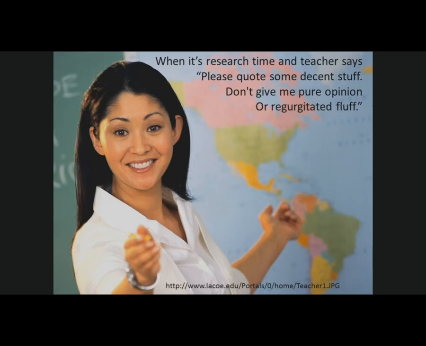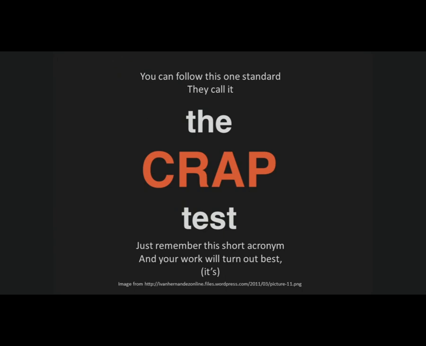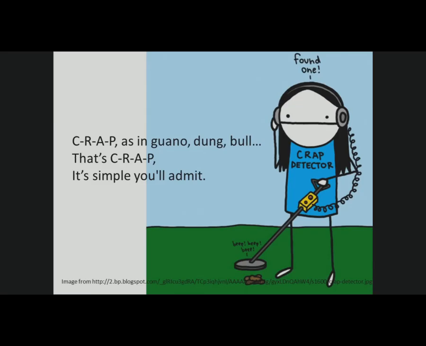When it's research time and teacher says, please quote some decent stuff, don't give me pure opinion or regurgitated fluff. You can follow this one standard, they call it the CRAAP test. Just remember this short acronym and your work will turn out best. It's C-R-A-A-P, as in guano dumble. That's C-R-A-A-P, it's simple, you'll admit.